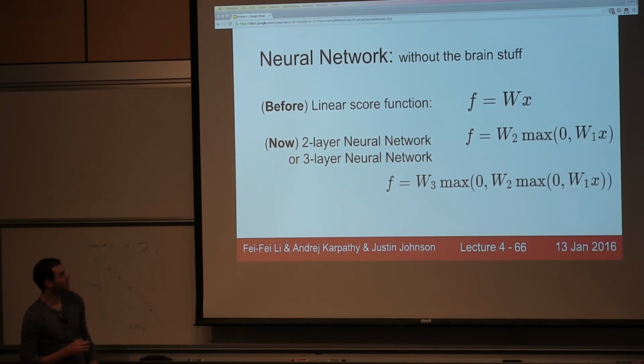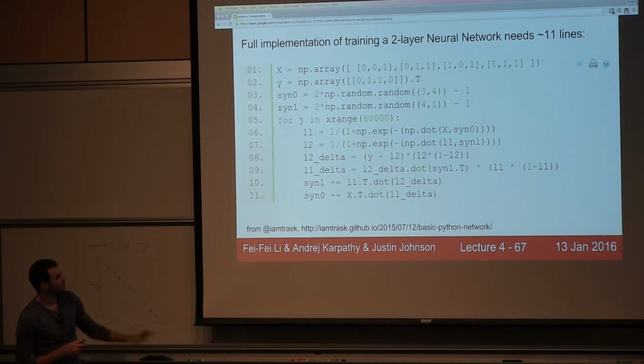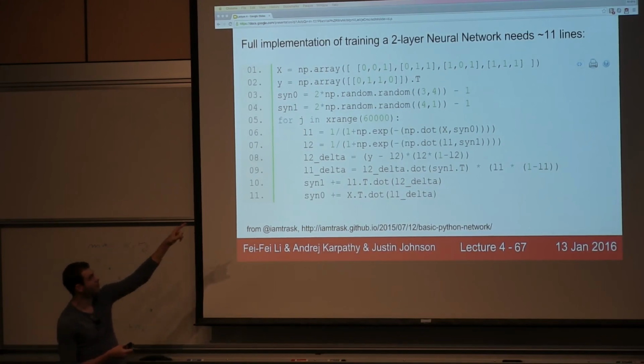Now, one other slide I wanted to flash is that training a 2-layer neural network is actually quite simple when it comes down to it. This is a slide borrowed from a blog post I found. Basically, roughly 11 lines of Python suffice to implement a 2-layer neural network doing binary classification on 2-dimensional data. You have a data matrix X, and you have binary labels Y.